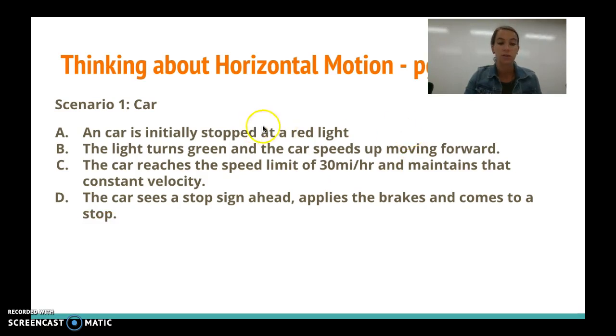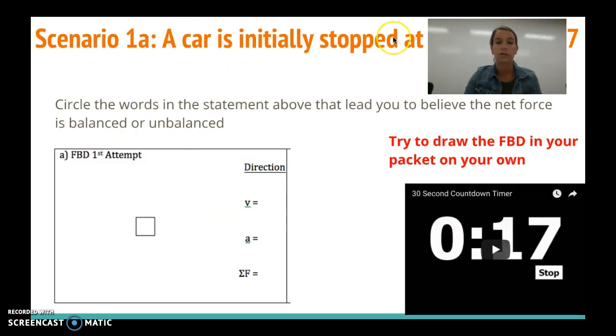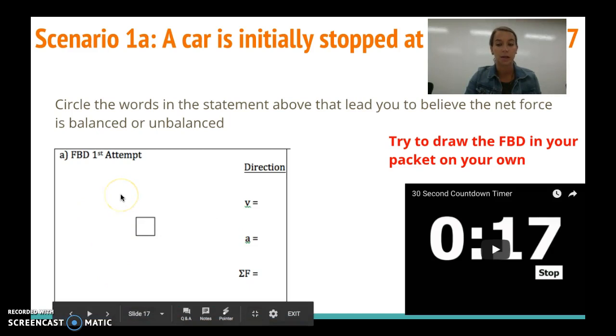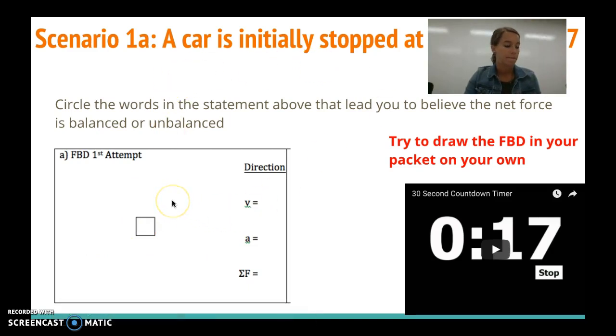Page 7 is just this first one. A car is initially stopped at a red light. I want you to attempt the free body diagram. Pause this video and just come up with what forces you think are acting on the car while it is initially stopped at a red light. Go ahead and try that. Pause me now. All right, so hopefully you tried this. Now we're going to go through it together.